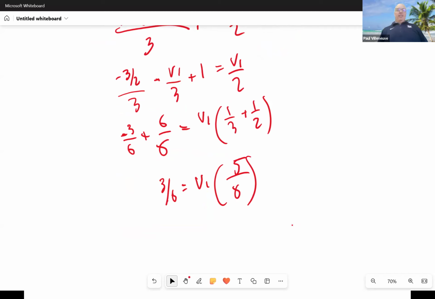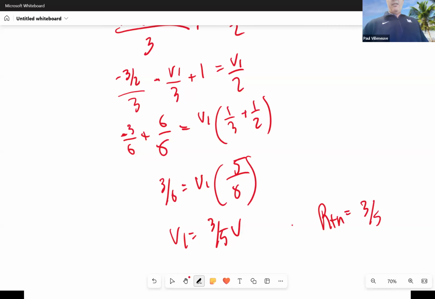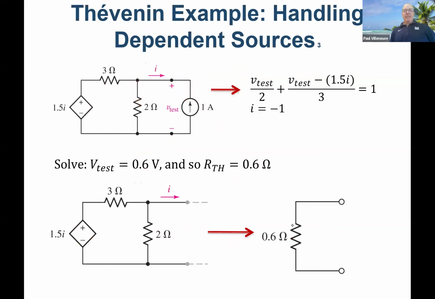Not doing that too fast. So V1 is equal to 3 over 5 volts. Right, because the common denominator is 6, 3 times 2. So let's check and see. What's 3 over 5 equal to? 0.6.